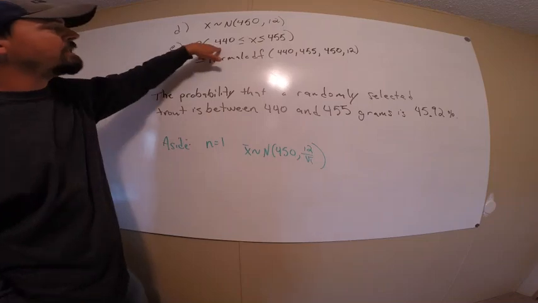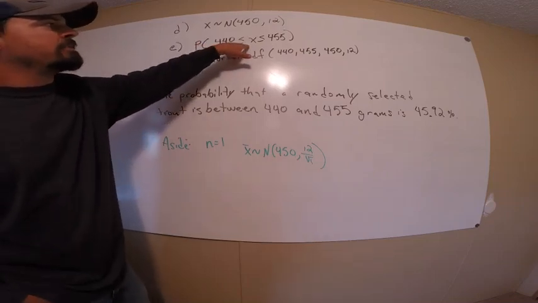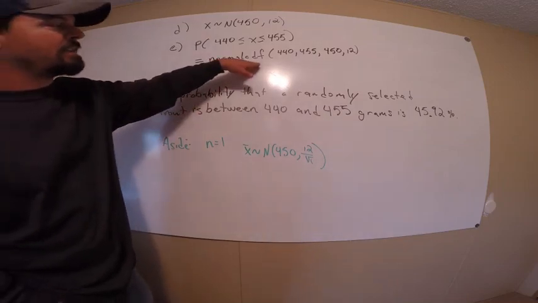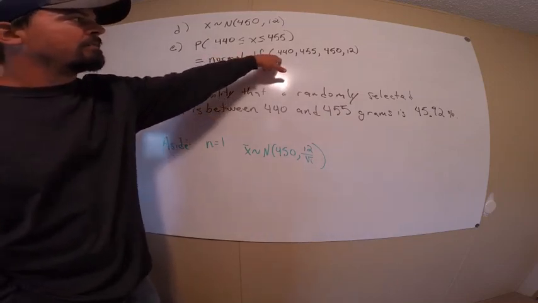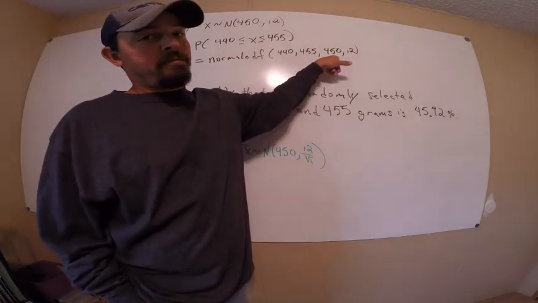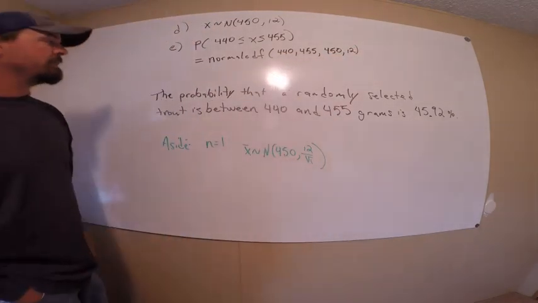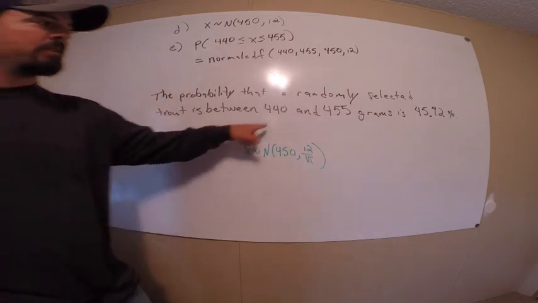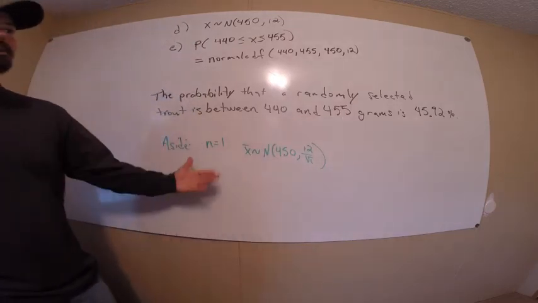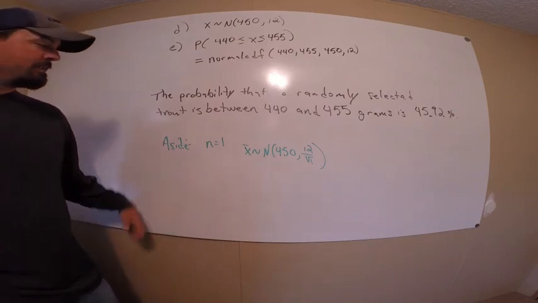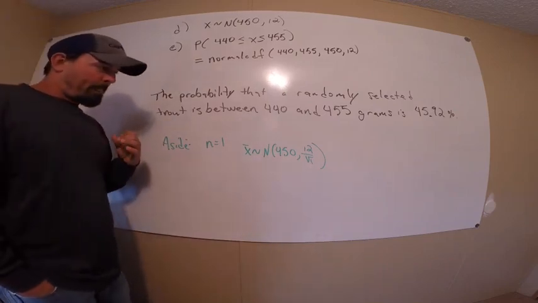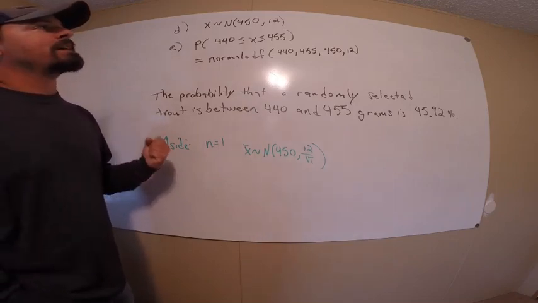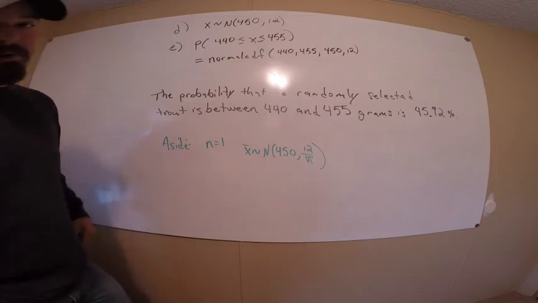We've got the probability that 440 is less than or equal to X is less than or equal to 455. We write in our calculator command: normal CDF, 440, 455, 450, which is our mean, and our standard deviation is 12 here. If I wanted to put it in a sentence, the probability that a randomly selected trout is between 440 and 455 grams is 45.92%.